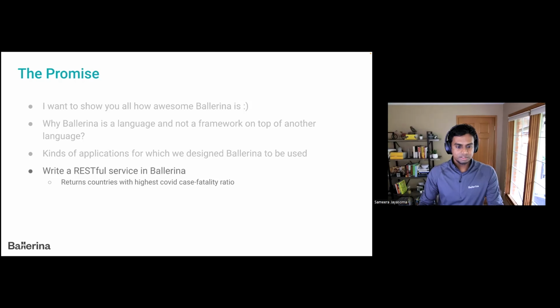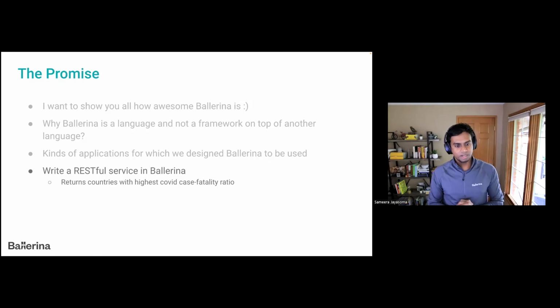And then I'll develop a RESTful service in Ballerina, and my goal is to return the countries with, let's say, hot topic, highest COVID case fatality ratio. This service returns you all the countries, or you can query the country by the country code. And in this service, I'm going to talk to two external services over the network. And those services are external services beyond my control. So let's see how it goes. So that's my plan for today.